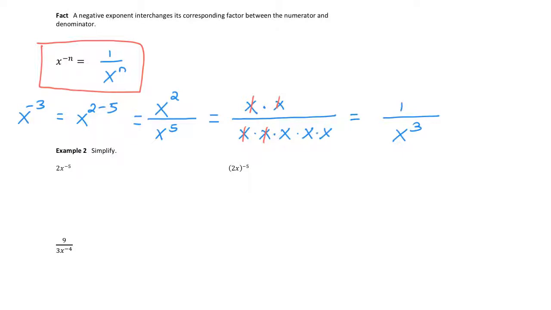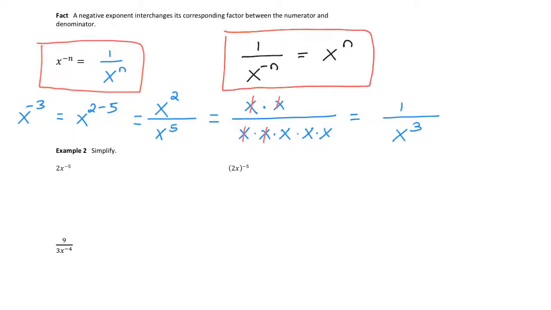I'm going to incorporate one extra rule here too. That is, if you had 1 over x to the negative n, this is equal to x to the n in the numerator. So a negative exponent just moves things from the top to the bottom, or the bottom to the top. Let's check this out in example 2.